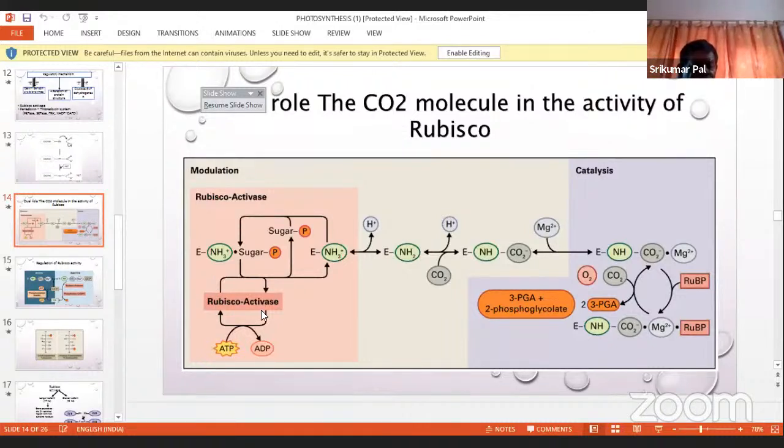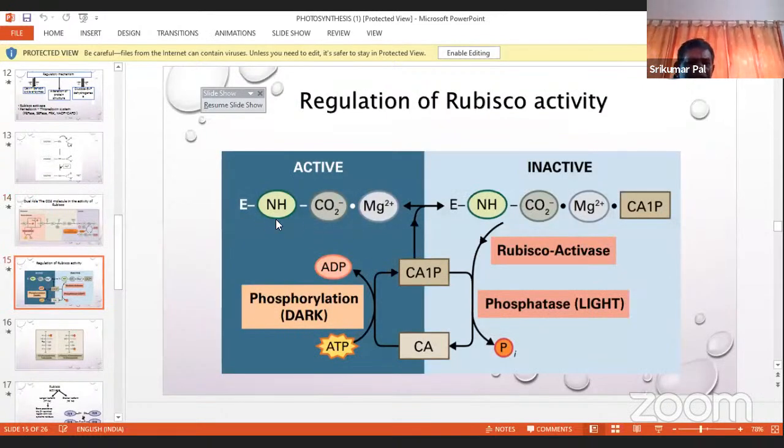Now for the activation, Rubisco activase requires ATP. This Rubisco activase removes the sugar phosphate from the inactive Rubisco, so ultimately it comes back to this pool. Why ATP is required for this activation by Rubisco activase is not yet understood. But this is the case of the uncarbamylated Rubisco. In the case of the carbamylated Rubisco, this is the active form, and here is the carboxyarabinitol 1-phosphate, so it combines with this.